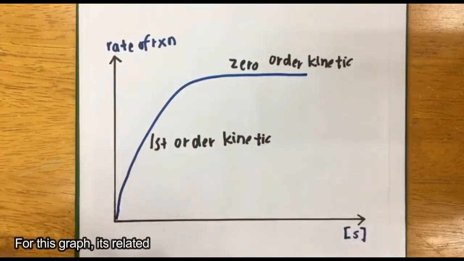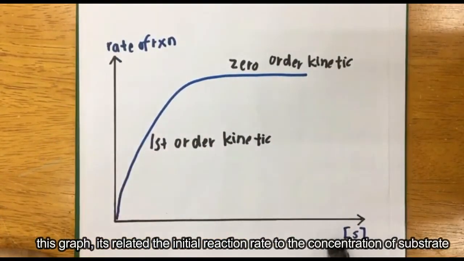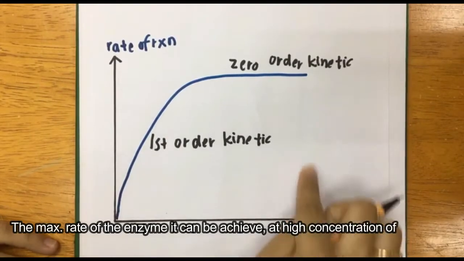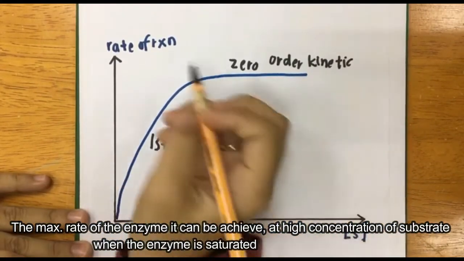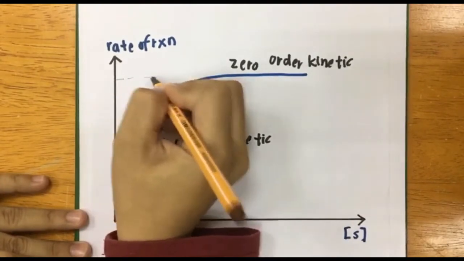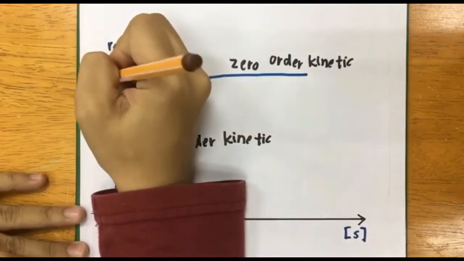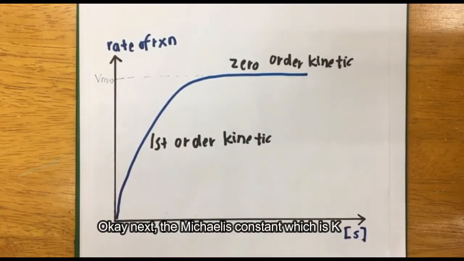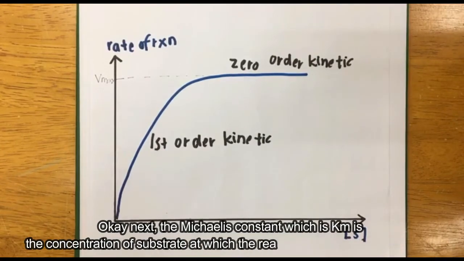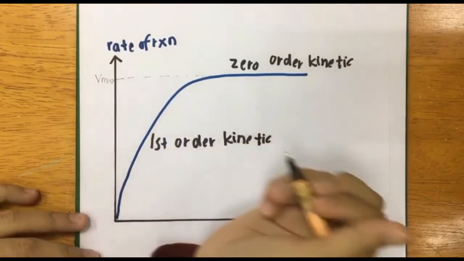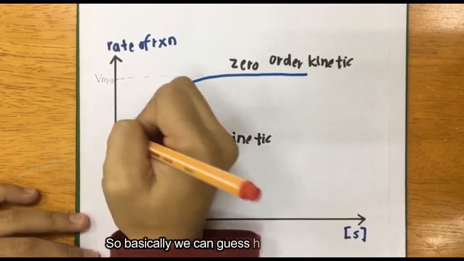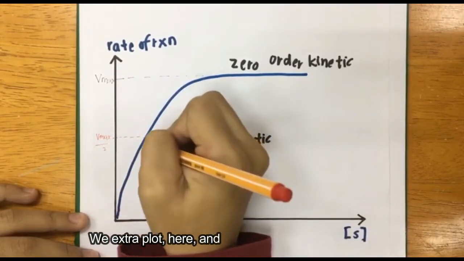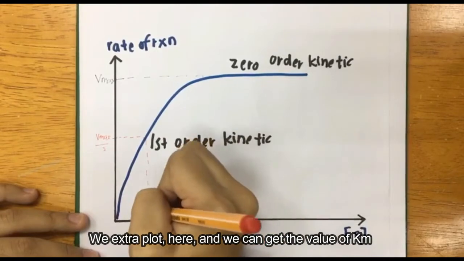For this graph, it relates the initial reaction rate to the concentration of substrate. The maximum rate of the enzyme can be achieved at high concentration of substrate, when the enzyme is saturated. We call this Vmax. Next, the Michaelis constant, which is Km, is the concentration of substrate at which the reaction rate is half of the Vmax. So basically, we can take Vmax over 2, and then extrapolate here, and we can get the value of Km.